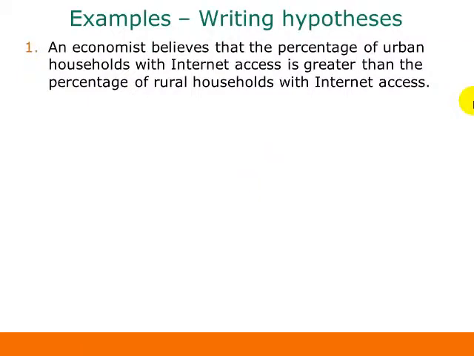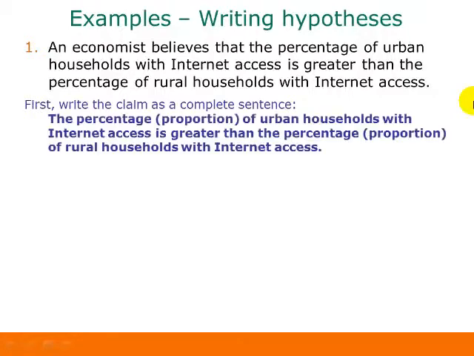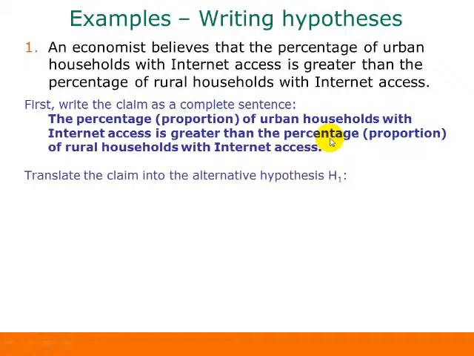First example: an economist believes that the percentage of urban households with internet access is greater than the percentage of rural households with internet access. First, we'll write the claim as a complete sentence. So the percentage, and remember a percentage means proportion, of urban households with internet access is greater than the percentage or proportion of rural households with internet access.